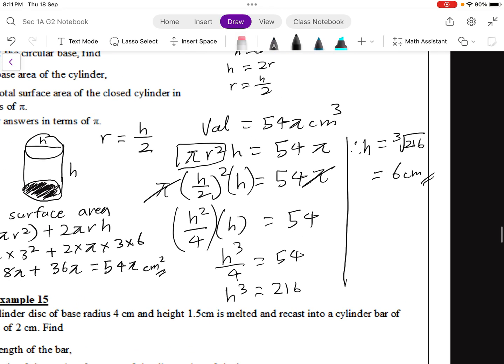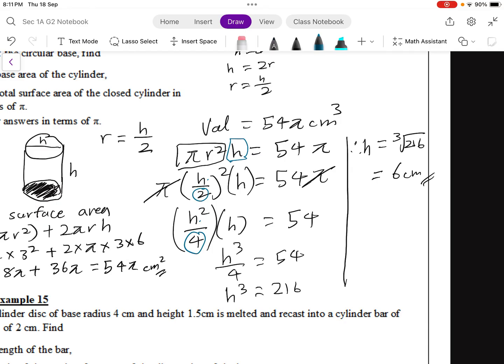So we substitute h over 2 for r. It becomes pi times (h over 2) squared times your height. Your height here is not part of the squared term. Your r squared is (h over 2) squared times height. So h squared over 2 squared, 4, times height equals 54 pi.